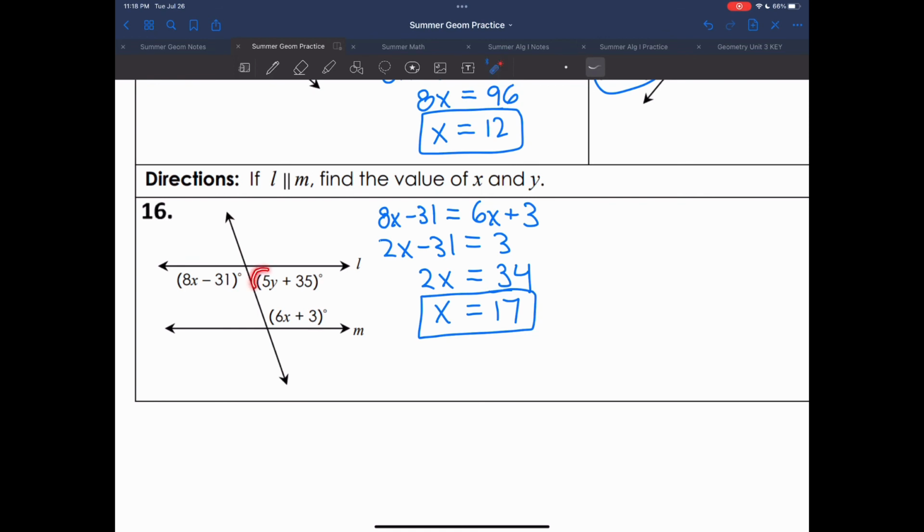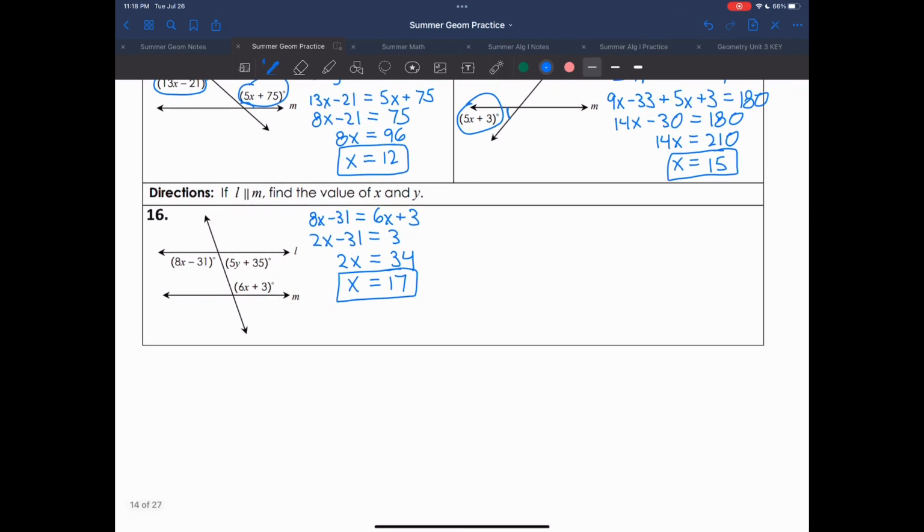So here is where our y appears, in this angle here. There's a lot of ways you could go about it from here. I'm going to take what we got for x, 17, and plug it in. Let's plug it in for this one. If we do that, we'll figure out what this angle actually equals, the number that it equals. So let's do that next.